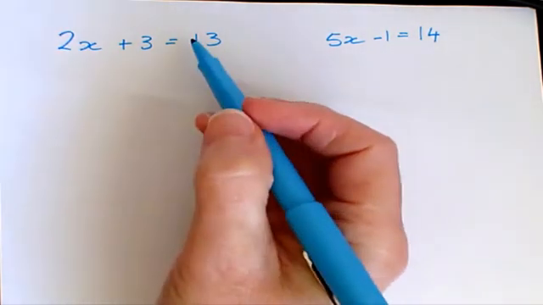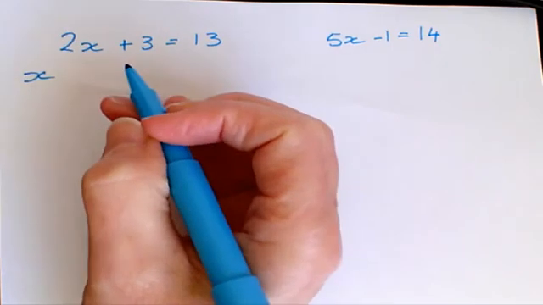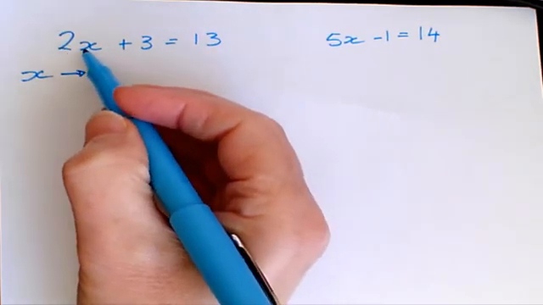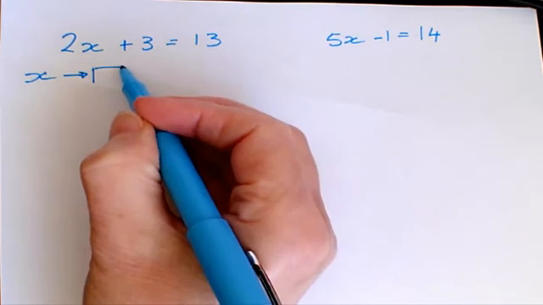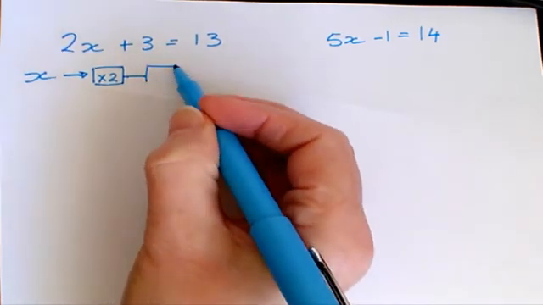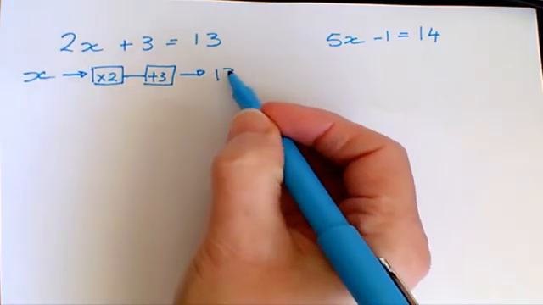We can use this method to solve slightly more complicated two-step equations. So if we start off again, we will start off with x. That is our input. That's what we want to find out. What's being done to x? 2x means 2 times x, so we are multiplying by 2. Then we are adding 3, and that gives us 13.